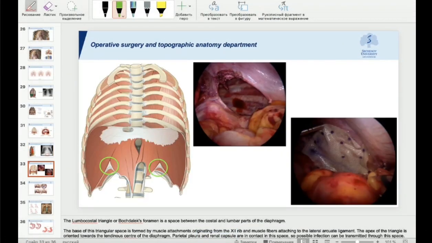Another condition is the lumbocostal triangle in the lower posterior part of the diaphragm. And the problem is the Bochdalek foramen, which is very, very huge. Please look at the size. This is a real photo from the laparoscopic access. The size of the Bochdalek foramen is very, very big. Which organs can go through this foramen into the thoracic cavity?